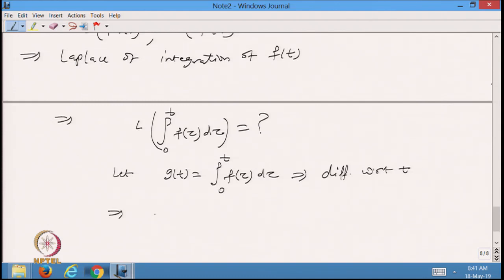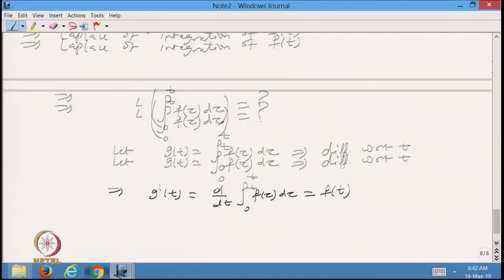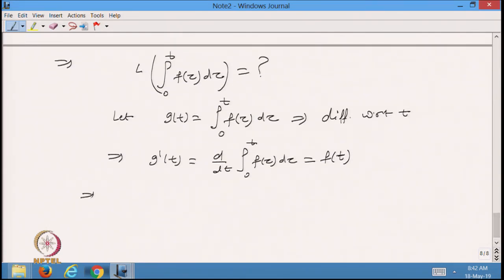So, from here I will get g dash t on the left side, and on the right side it will be d by dt of the integral from 0 to t of f tau d tau. Now, in this case what is happening? I am doing the integration of the function from 0 to t, and then I am differentiating this with respect to t. So, by the first fundamental theorem of calculus, from here I will get f t. So, I can say that my g dash t is equal to f t.